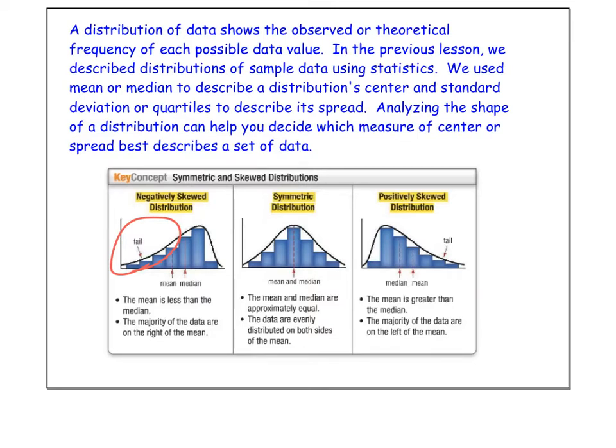On the flip side of that, if the mean is greater than the median and the majority of the data is to the left of the mean, we're tailing off to the right, it is a positively skewed distribution. Now in the middle, the mean and the median are approximately equal, and the data is pretty evenly distributed on both sides. That's called a symmetric distribution.